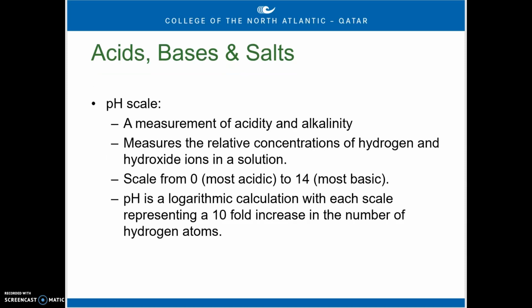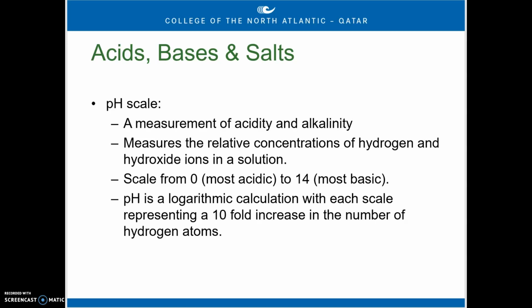When we measure acids and bases, we measure them on the pH scale. The pH scale is a measure of either acidity if the pH is low, or alkalinity if the pH is high. So the scale goes from 0, which is very acidic, to 14, which is very basic. And when we do measure pH, what we're measuring are the relative concentrations of hydrogen ions that are in a solution. Okay, so it's simple what a pH is.